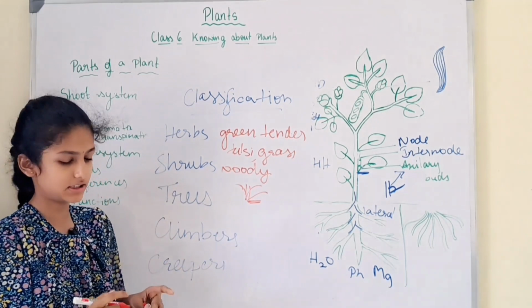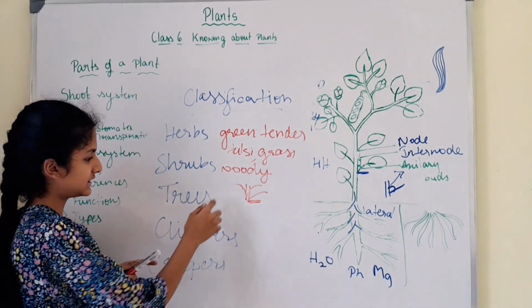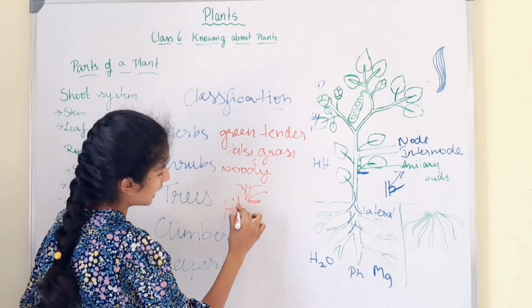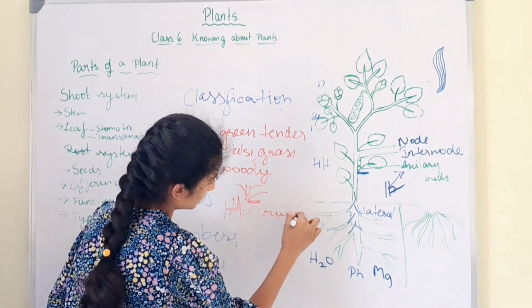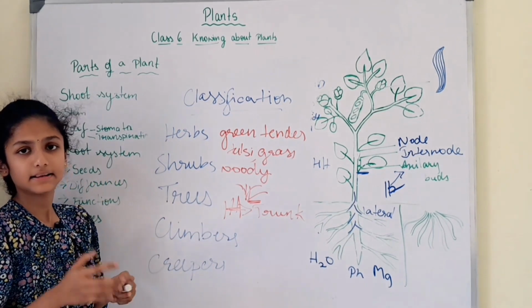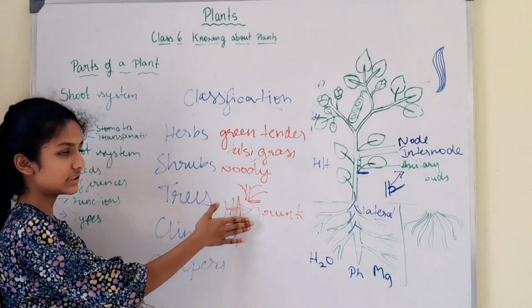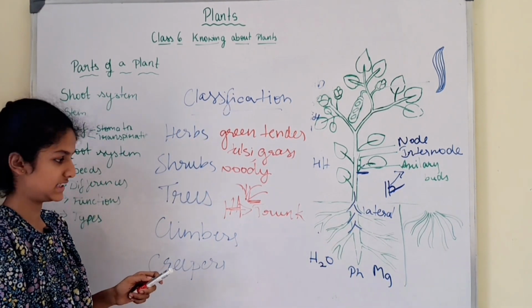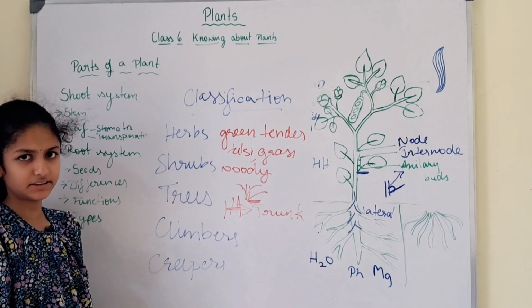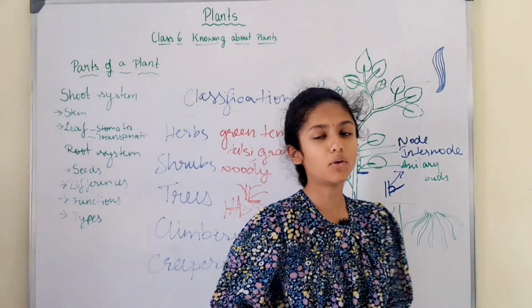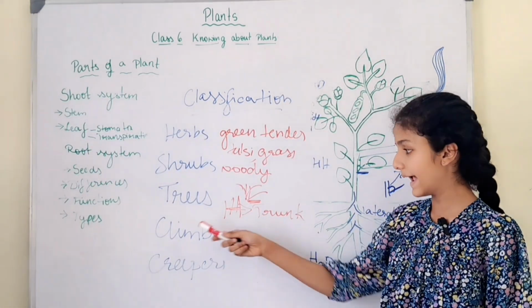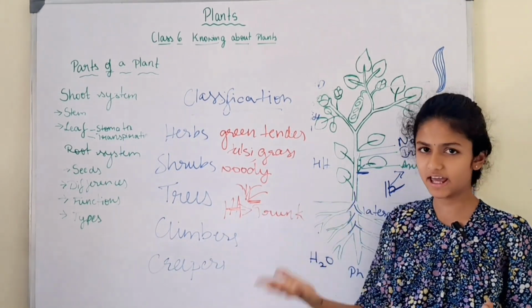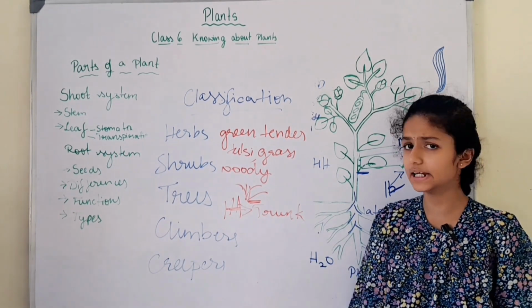In trees, the stem is very thick. A very thick stem is known as a trunk. In this trunk, the branches will not arise from the base. After a certain gap, they will start growing, not from the base of the stem. And climbers and creepers have one feature in common: they both have a weak stem. Climbers can climb up as they don't have heavy fruits, whereas creepers can't climb up.